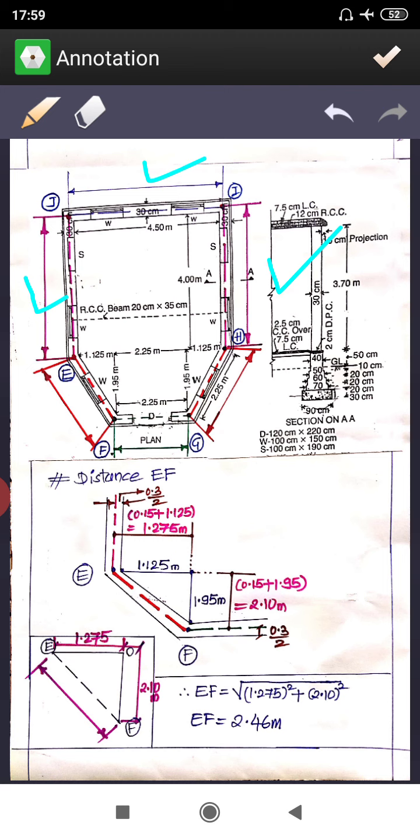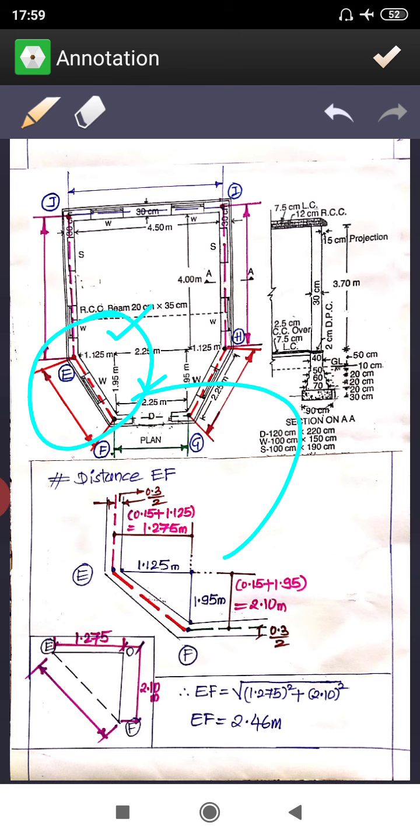But here, see, this is the inclined portion. Now here also you have to get the center to center portion. And what they have given, see here inside they have given, so this is 1.125 meter, right? And this side is 1.95 meter. I have enlarged this portion here, you can see that, right? Now I'll show you, if you enlarge that portion, how to get distance EF.